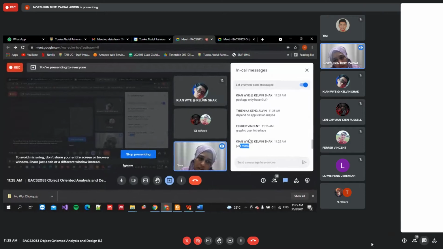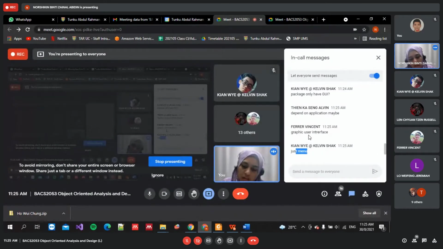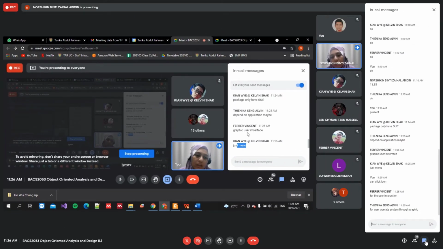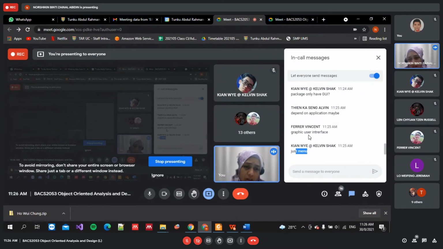GUI interface. Okay, first, graphic user interface. GUI stands for graphical user interface. So GUI is an interface that we need to communicate with using a device. We, the users, need to communicate with the interface using a device. For example, a game. Let's take a game as an example.